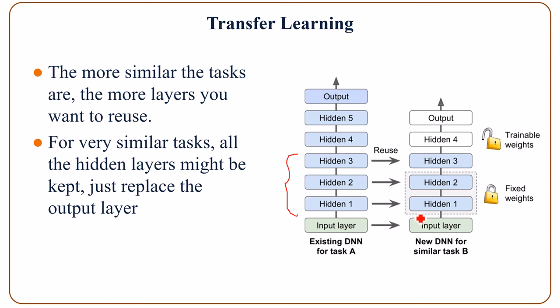meaning we reuse the weights. Now in the new model, on top of the reused layers, another hidden layer is created, and on top of it is the output layer. The weights in hidden layer 1 and hidden layer 2 are frozen, meaning their weights are kept fixed and untrainable. The weights in hidden layer 3 are tweaked a little bit, and the weights in hidden layer 4 are trained during backpropagation.